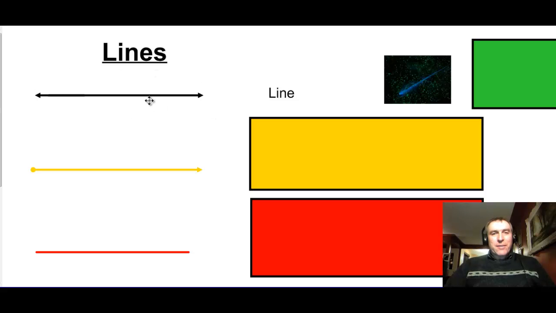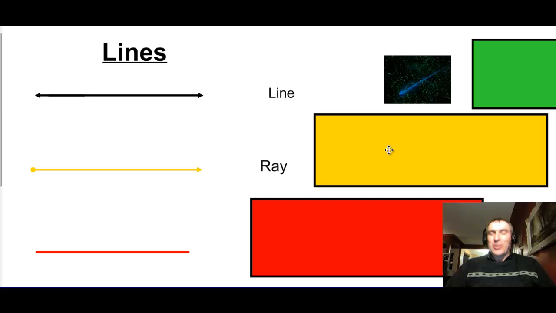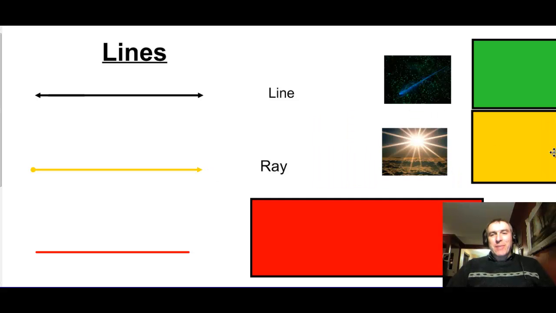But if this is the definition of a line, what are these last two? What is this middle one? Well, if you guessed a ray, you are correct. And what a ray does is it starts at a certain point and it goes on forever in another direction. Can you think of where we used the term ray before? Well, we use it in regards to the sun. Hey, you catching any rays lately? Yes, it starts at the sun and it basically goes on forever in all directions.